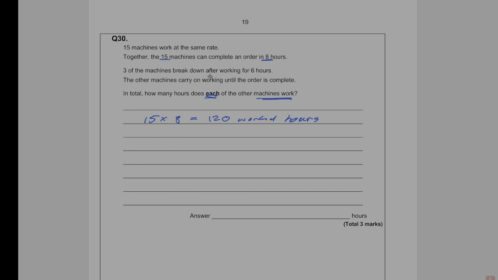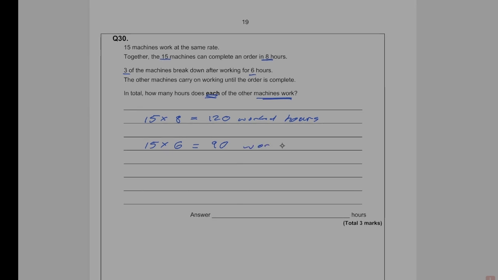Right, 3 of the machines break down after working for 6 hours. So that means that we had 15 times 6. That's 90. So we had a total of 90 worked hours, meaning that we've got 30 left.